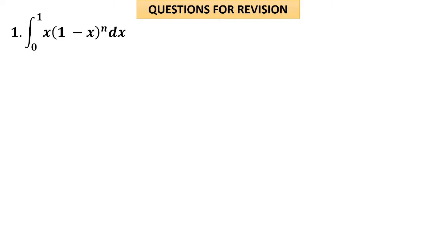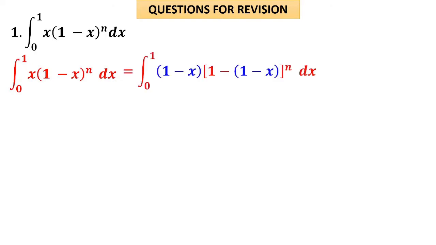Integral 0 to 1 x into (1 minus x) whole power n. If you apply the property, the integrand will get automatically changed into a new integrand, where you will be able to integrate it directly in some cases. Otherwise, we will see what we have to do. Here, I am replacing x by 1 minus x because a is equal to 1. Therefore, 1 minus x, 1 minus of 1 minus x. When I expand the bracket, 1 and 1 will get cancelled. I will get 1 minus x into x power n.